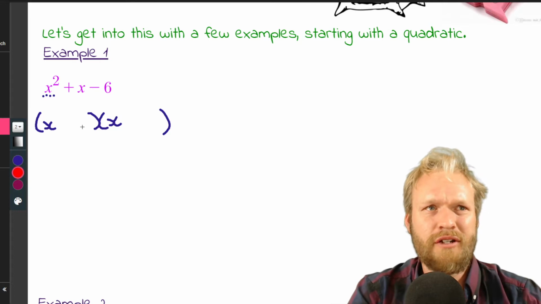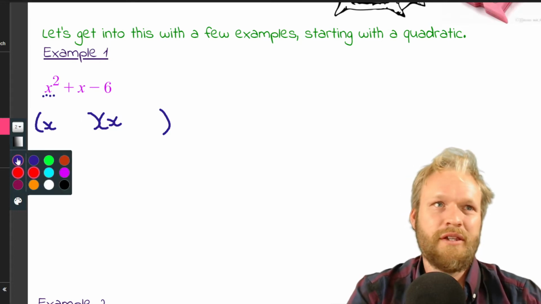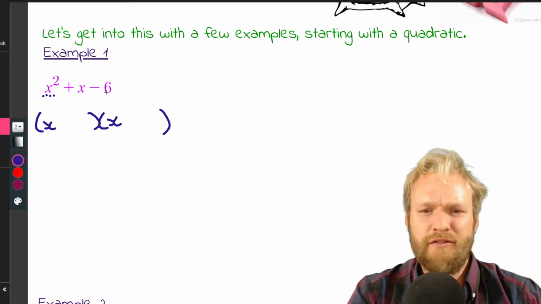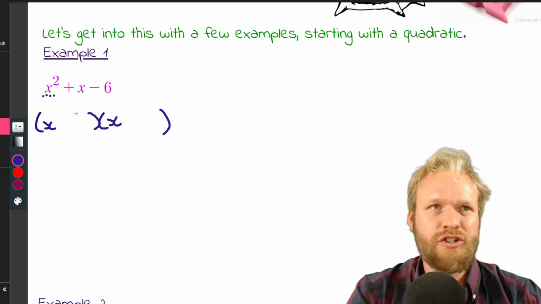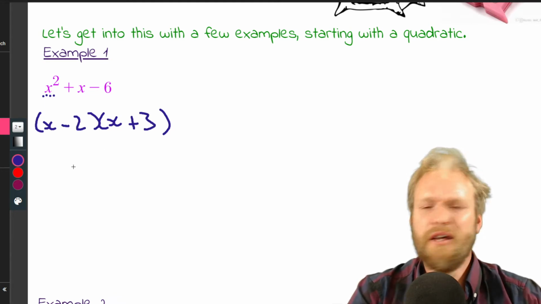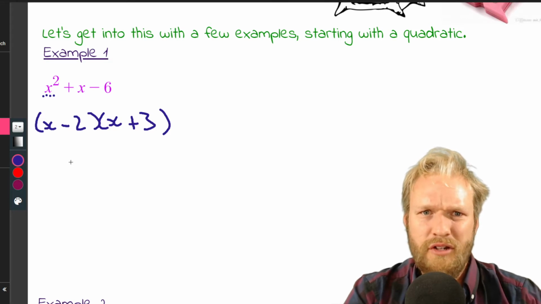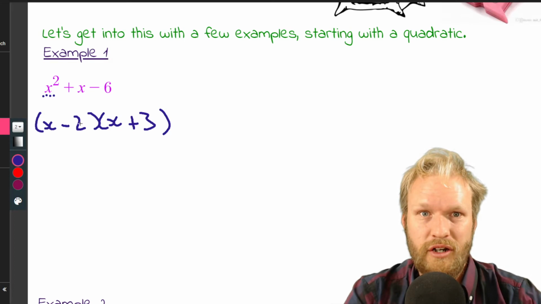And then for the next one, I need to do some other things over here. We could have 2 times 3, we could have 6 times 1. I'm going to think that it's probably 2 and 3. So I'm sure this is minus 2 times plus 3. And do you remember, you could check it by multiplying it out. So multiply that out and let's check that it works.